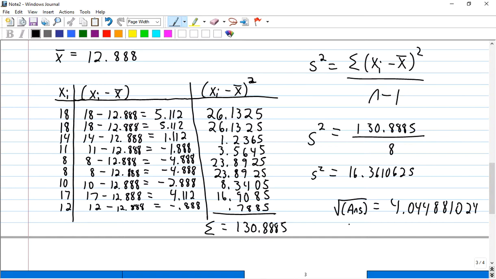Alright, so if we rounded that to 1 decimal place, that's 1 more than the original set of data. Then what would my answer be? What would S, that is sample standard deviation, be equal to? 4.0. That's the answer.